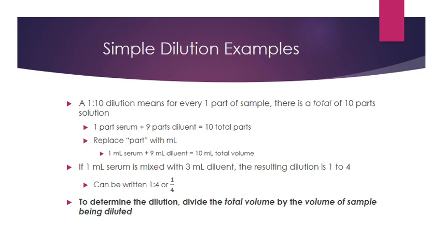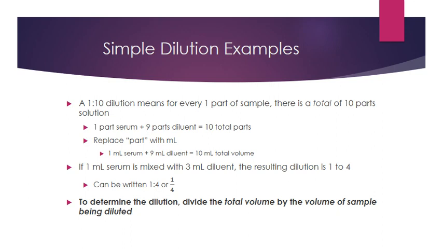So for example, let's say we have a 1 to 10 dilution, and the 1:10 is verbalized as 1 to 10. So this means for every 1 part of sample, there is a total of 10 parts solution. So if we have 1 part serum, we need 9 parts diluent to equal 10 total parts. For me, if you replace part with something like milliliter, it makes more sense in my head. So if you do that, then we can say we have 1 milliliter of serum plus 9 milliliters of diluent. That gives us 10 milliliters of total volume.